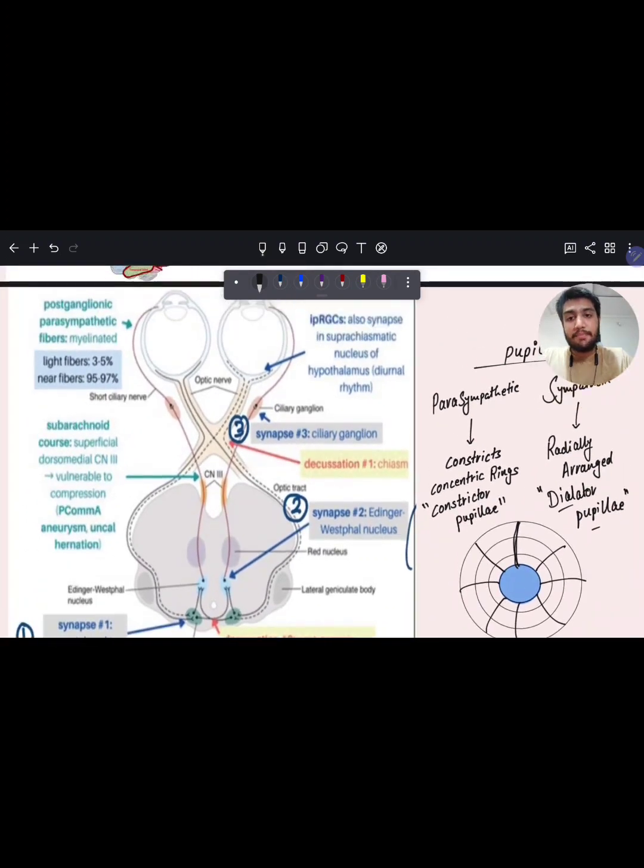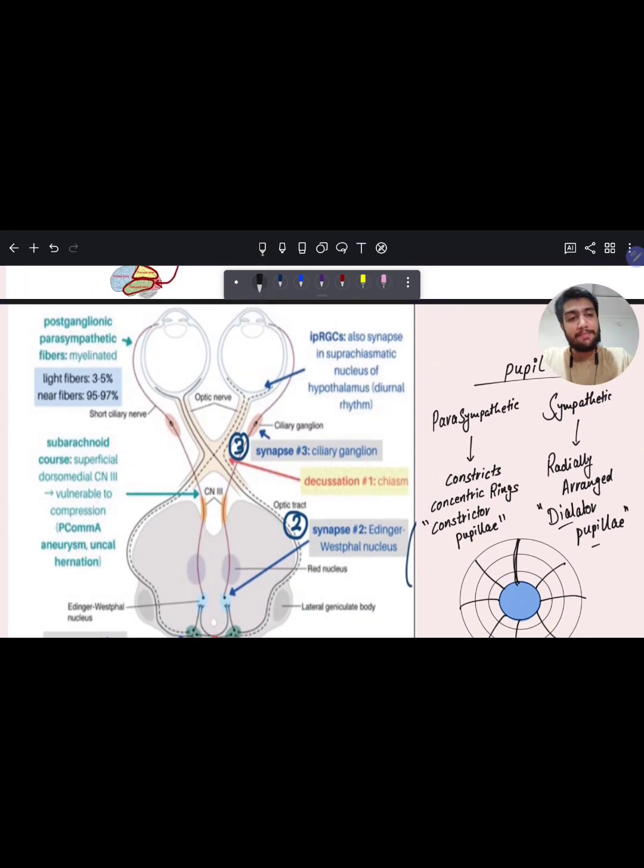Okay, all right. So let's start with the pupillary light reflex pathway. All right.